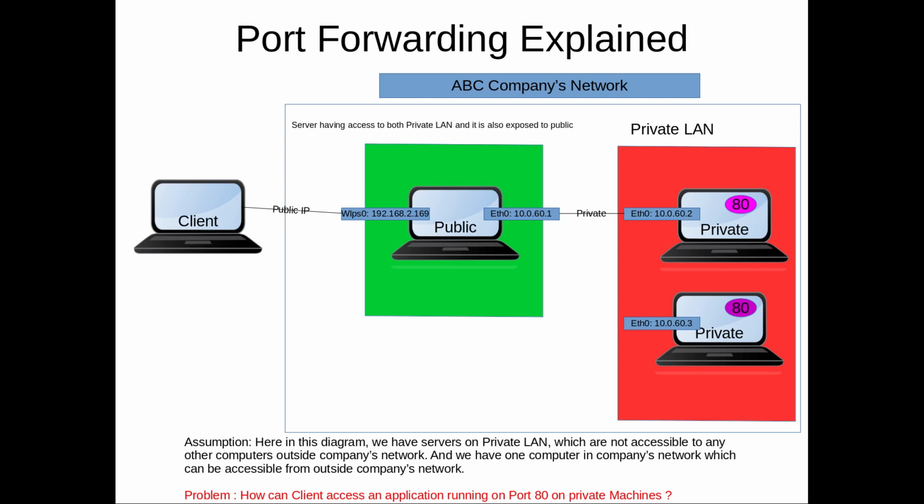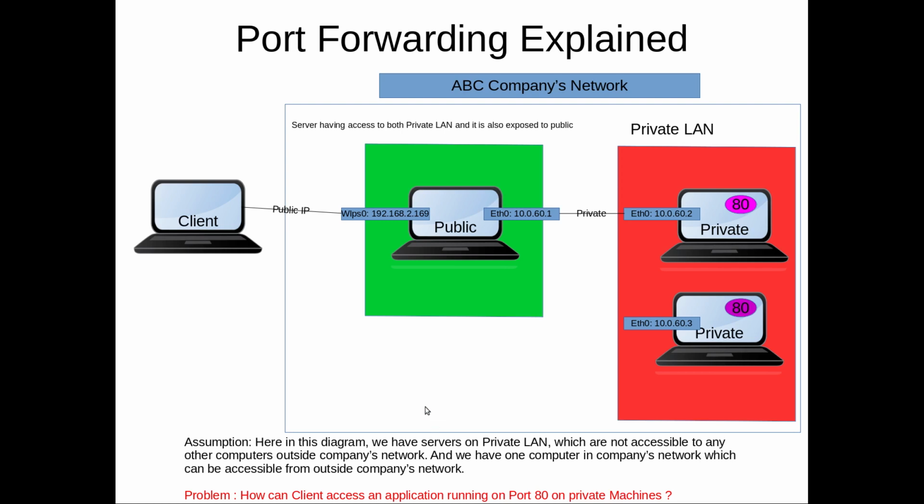So now the question here is: if there is a website or an application running on our private LAN, for example on the 10.0.60.2 machine on port 80, how will the client be able to access that website, since the client is not able to access the machine on the private LAN? So how is it possible? There are many approaches to solve this problem, but today we will learn about port forwarding. That's where port forwarding comes to our rescue.